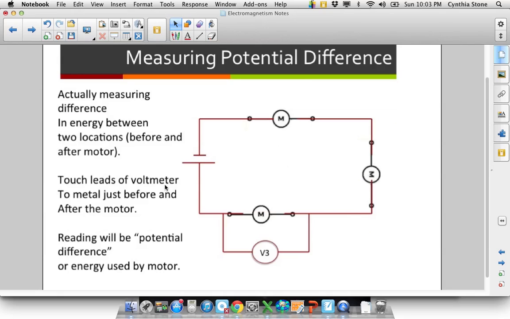When measuring potential difference, you might remember this from grade 9, but if not, I will be here to remind you. You set up your circuit, and say you want to measure the potential difference around one of the motors. In this case, I have 3 motors in my circuit and a battery, and I want to measure how much energy is used on this motor. You just take the meter and you touch the leads just on some metal on either side of the motor, and it'll actually measure the difference in energy, which is what you want. It's how much energy that motor uses, right? And that's how you do it.